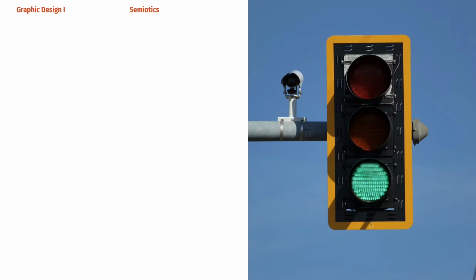We can also push this further because we learn what a traffic light means. We start to associate the color green with go, even outside of the context of the use of the traffic light.